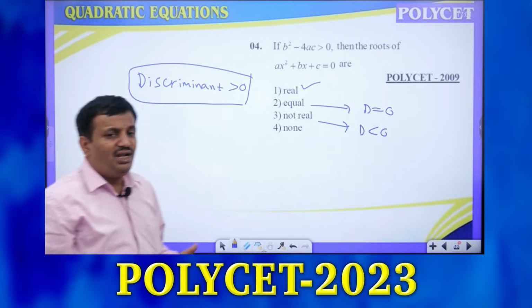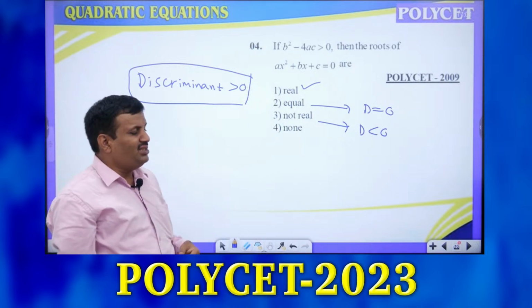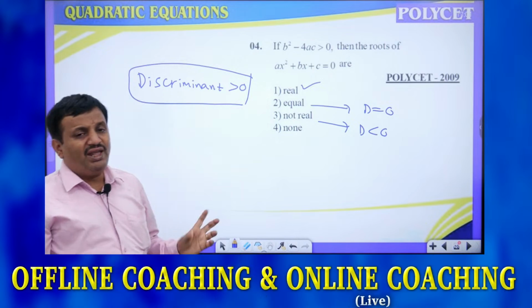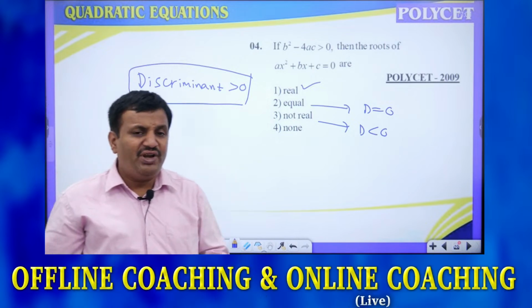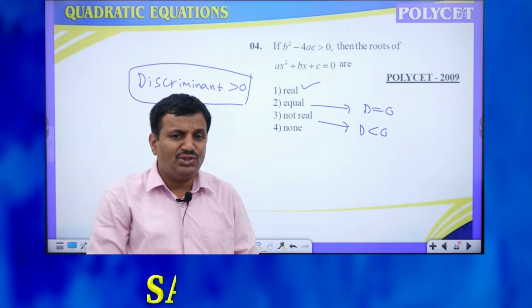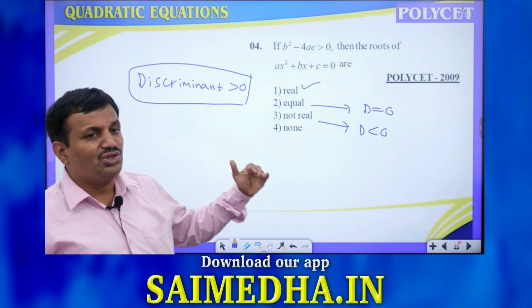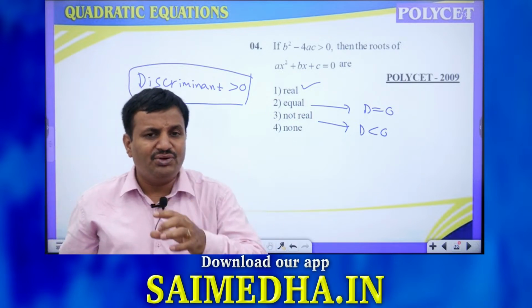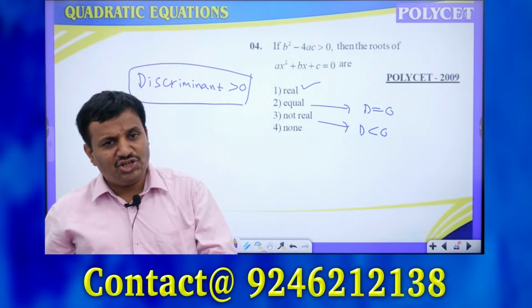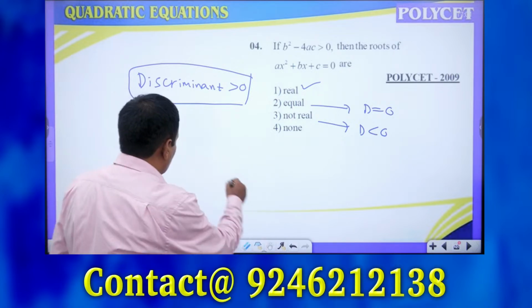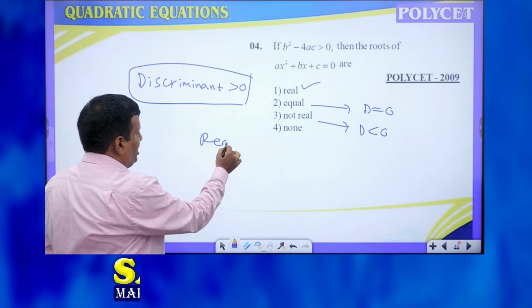If discriminant is greater than 0, what is the answer? Real. Depending on the discriminant, whether it is a perfect square or it's not a perfect square. Suppose if it is a perfect square, then what is the nature of the roots? Real and rational. Real లో మనకి 2 cases ఉన్నాయి, జాగ్రత్త గుర్తుపెట్టుకోవాలి. Real 2 cases.